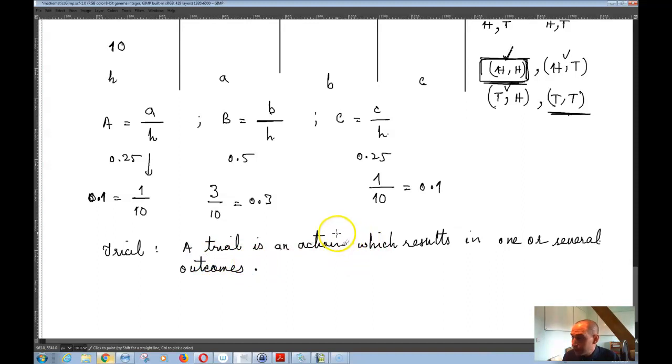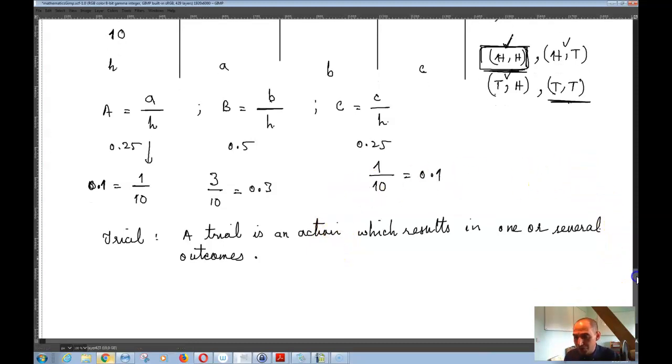The possible outcomes in activity 1 were heads or tails, whereas in activity 3, the possible outcomes were 1, 2, 3, 4, 5, and 6. So the possible outcomes in each of those activities, of course, were different. Any trial is an action which results in one or several outcomes. Now, in activity one, the getting of a head in a particular throw is an event with outcome head, and similarly getting a tail is an event with outcome tail.